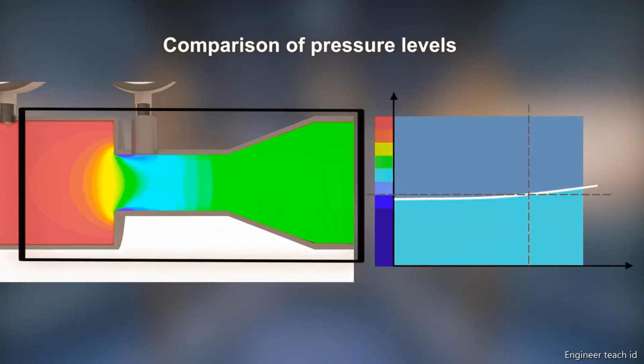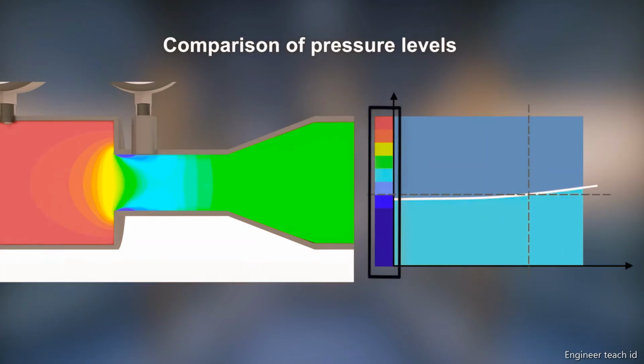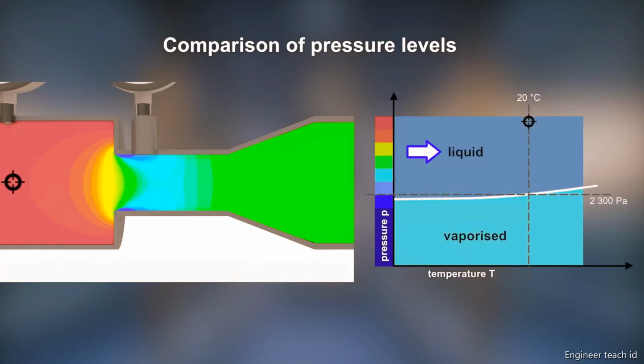The colors in the left visualization correspond to the colors indicated on the vertical axis of a phase diagram on the right. Upstream of a restriction, the static pressure is well above the vapor pressure. The static pressure in the flow decreases as a flow reaches the narrow pipe section. In our example, the pressure at the exposed edge is below the vapor pressure. Consequently, water evaporates and cavitation bubbles are formed.